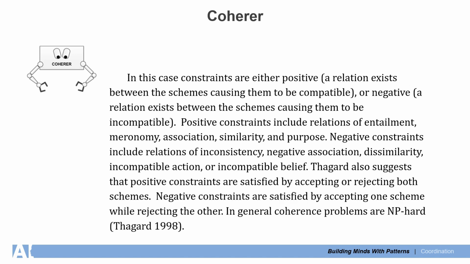In this case, constraints are either positive, a relation exists between the schemes causing them to be compatible, or negative, a relation exists between the schemes causing them to be incompatible. Positive constraints include relations of entailment, meronomy, association, similarity, and purpose. Negative constraints include relations of inconsistency, negative association, dissimilarity, incompatible action, or incompatible belief. Thagard also suggests that positive constraints are satisfied by accepting or rejecting both schemes. Negative constraints are satisfied by accepting one scheme while rejecting the other. In general, coherence problems are NP-hard.